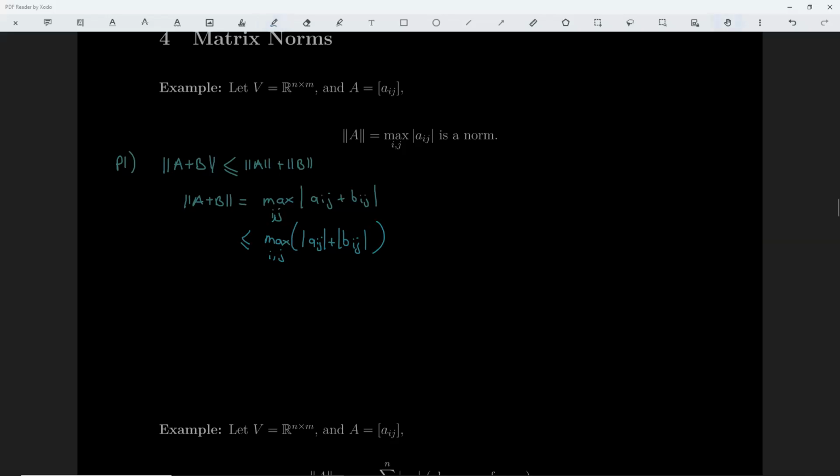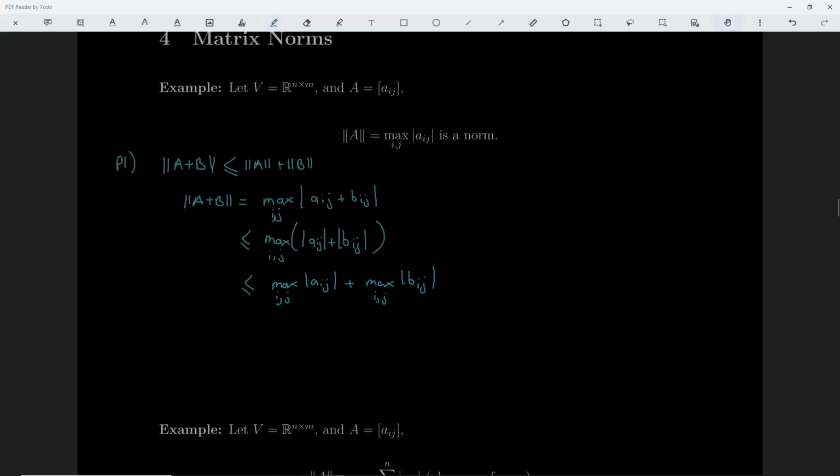And if I'm maximizing those terms, the sum of those terms over the indices ij, this is also less than or equal to the maximization of the individual terms. So let's say max over ij of absolute value Aij plus max over ij of absolute value Bij.